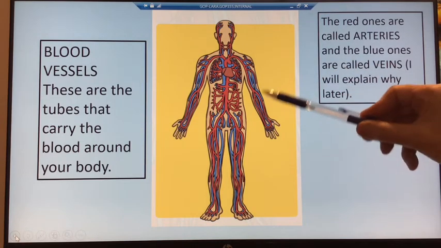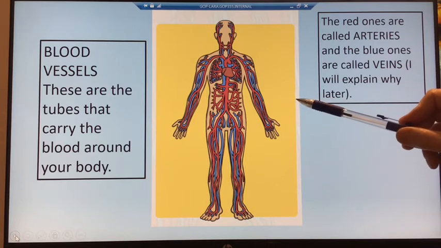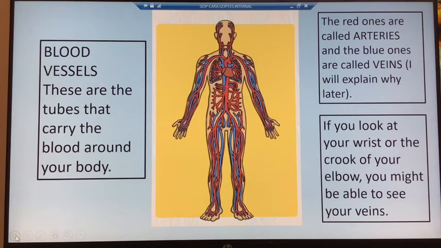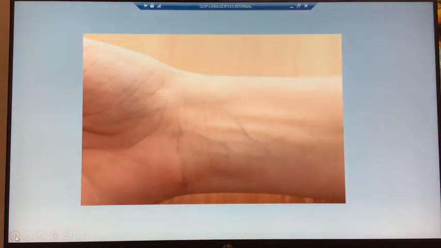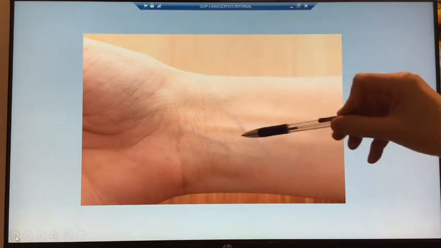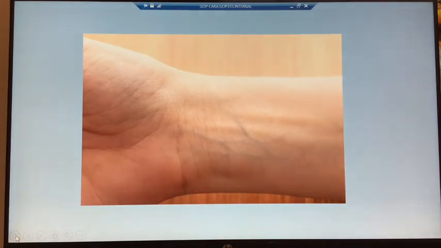We've got them shown on a picture here as red ones, which are called arteries, and the blue ones, which are called veins, and I'll explain that later. Now you can actually see your veins through your skin usually. If you look at your wrist, you should be able to see tiny little blue lines. If you've got darker skin, it is much more difficult to see it. I've got extremely pale skin, and you can see mine here. These are veins, so these are the tubes that we saw on the previous picture.